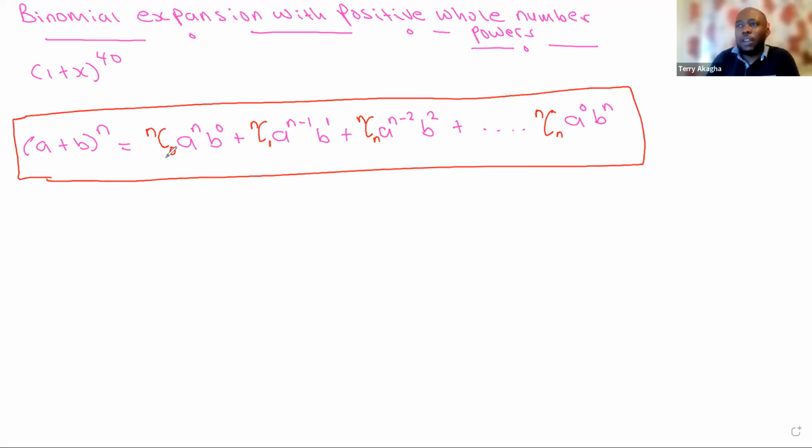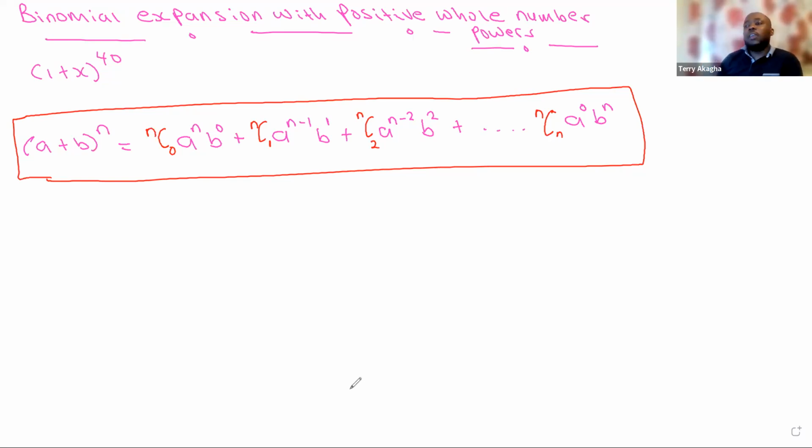So that means it's n combination 0, a raised to the power n, b raised to the power 0, plus n combination 1, a raised to the power n minus 1, b raised to the power 1, plus n combination 2, a raised to the power n minus 2, and the rest of it, okay? And this is it. That is the trick about it.